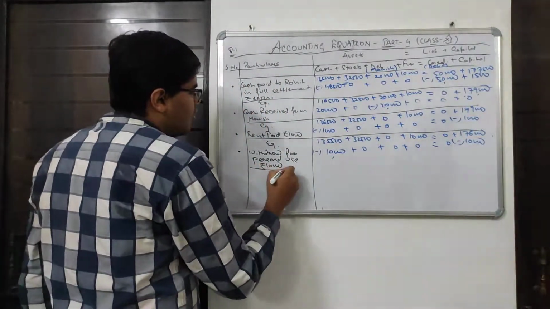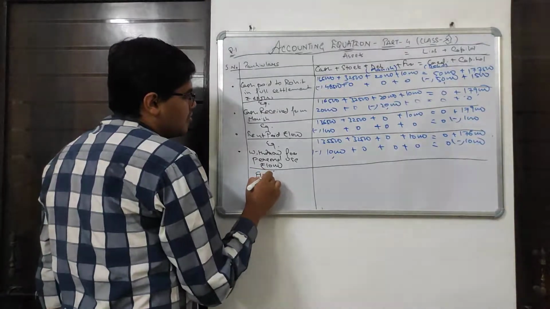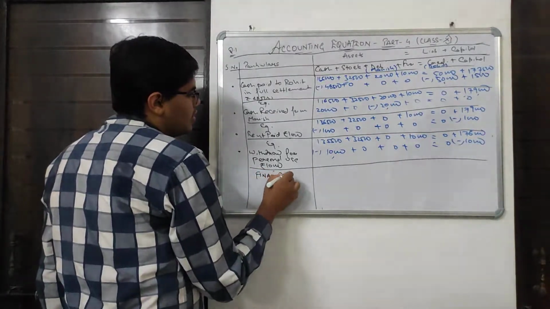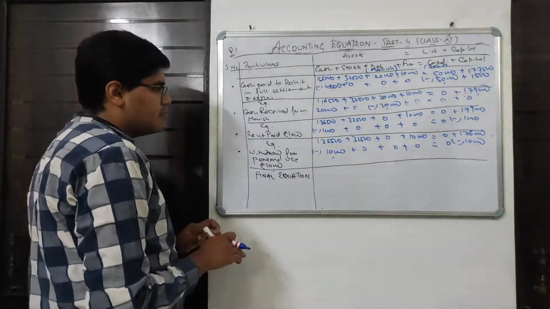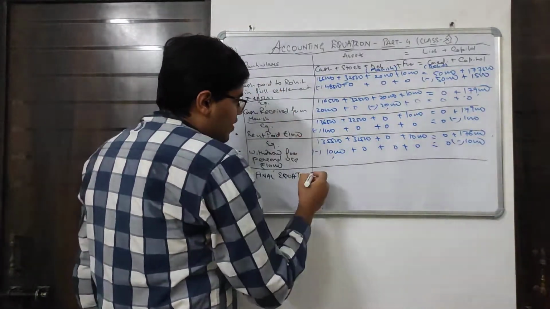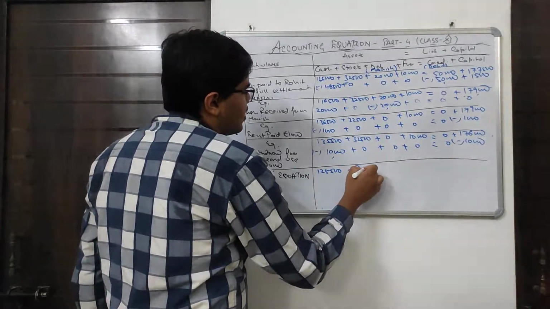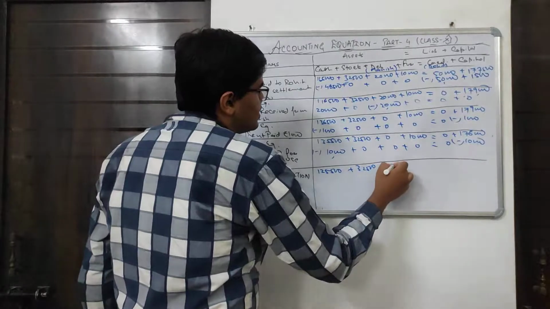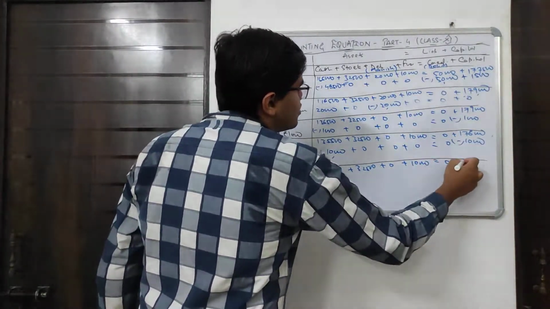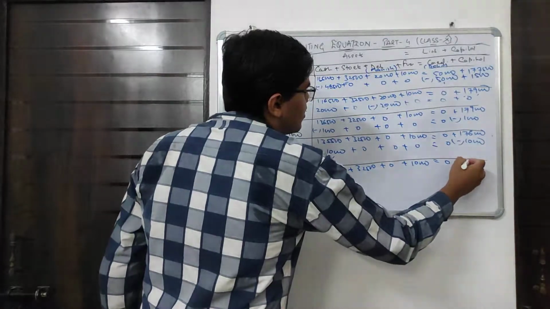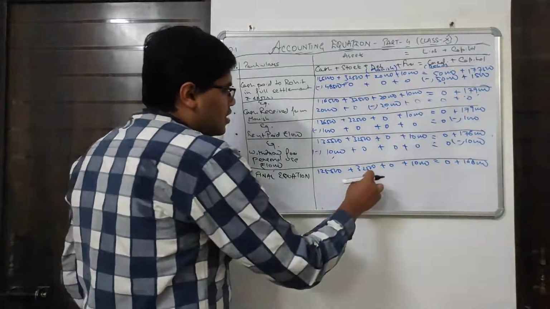So now our transactions are complete and let us make a final equation and make it balance. Final equation. So our final equation will be 1,25,500 plus 32,500 plus 0 plus 10,000 creditor plus 1,68,000. Now let us see whether our equation is balanced or not.